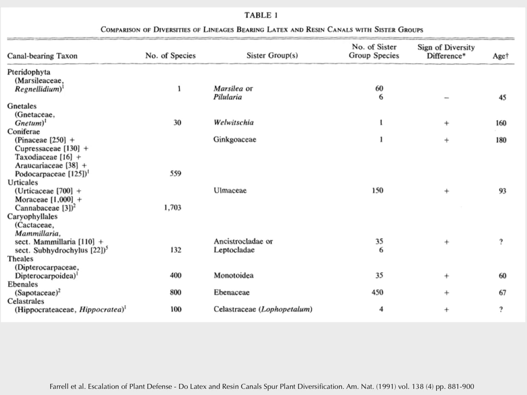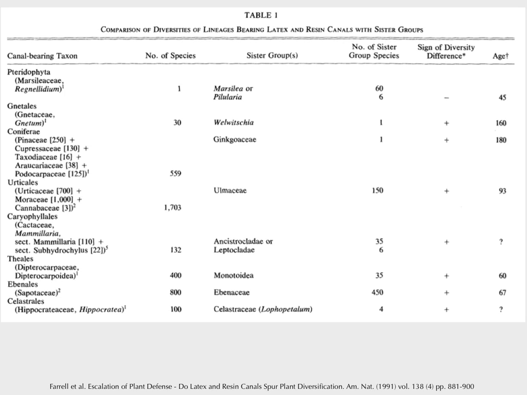This one, the tail is Rosolwitchia, 30 to 1. Conifers versus a ginkgo: one ginkgo, 560 conifers, and so forth. With all these tests, only the first one is negative. So what can you conclude from that? What's the effect of latex canals on diversity? Generally increases. Generally increases, right. And we can do a sign test and find it significant. Now you start understanding something about what causes diversity.